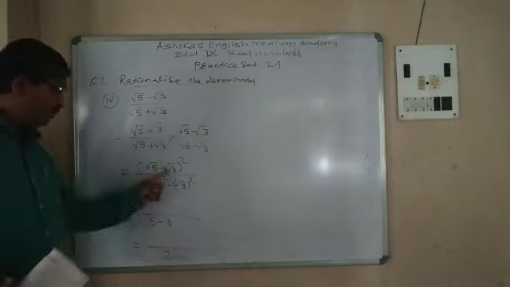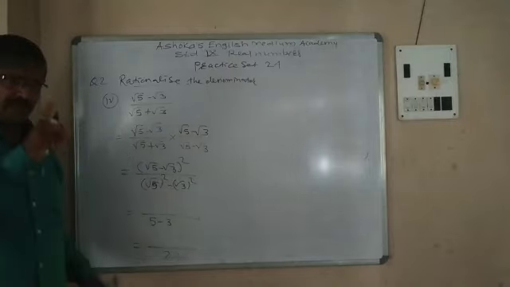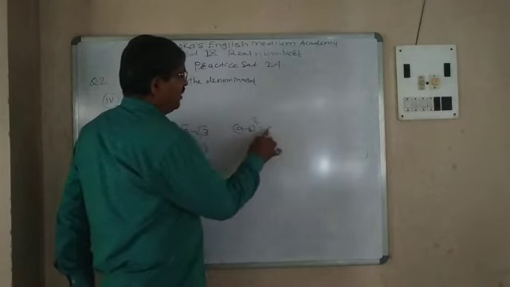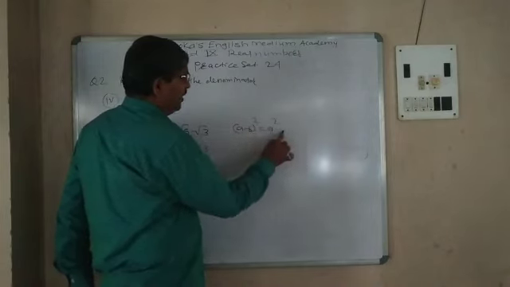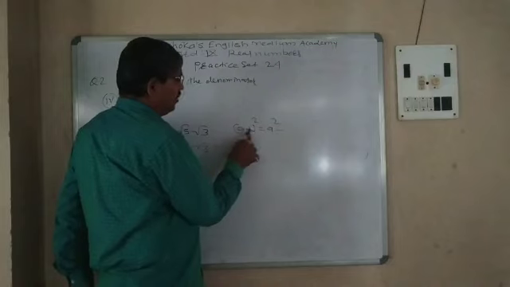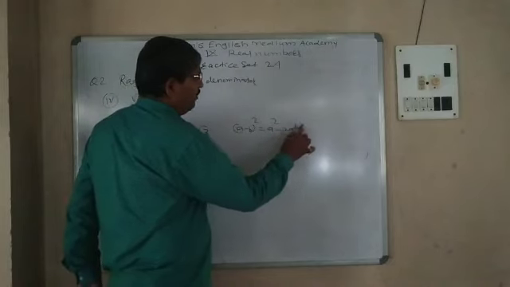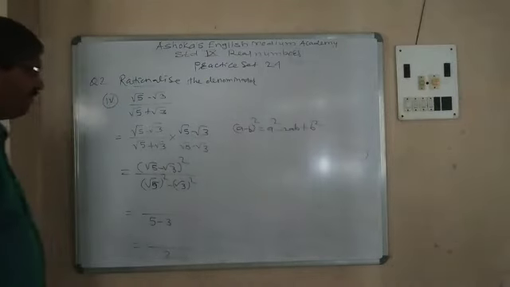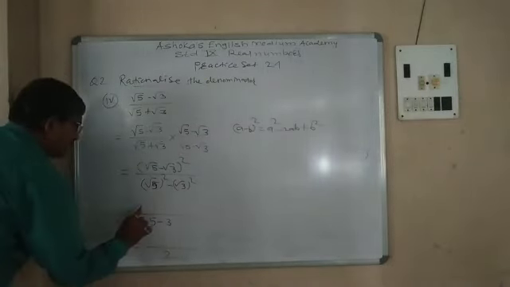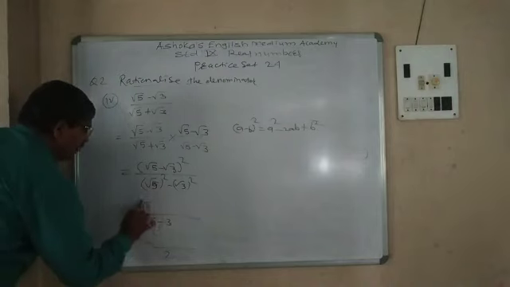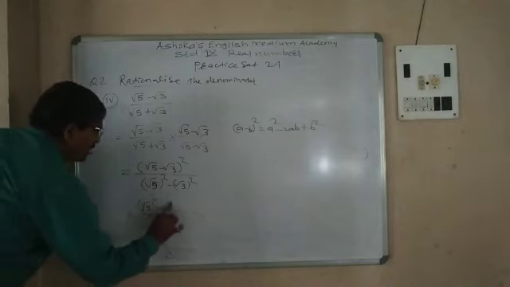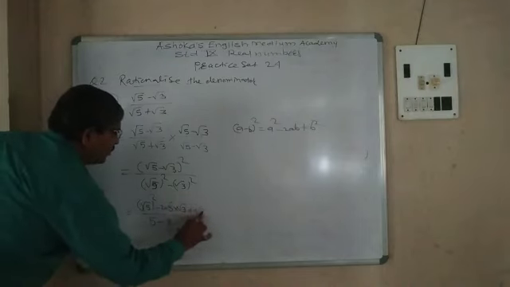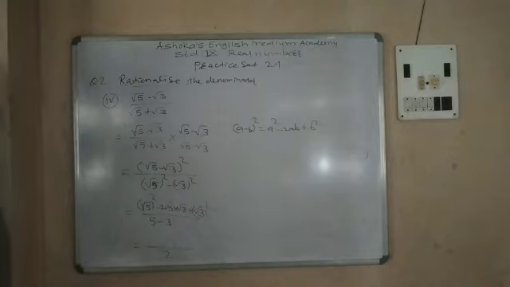Now, (root 5 minus root 3) whole square. I am reminding you of the formula: (a minus b) whole square is equal to first term square, a square, minus 2 into first term into second term, meaning 2ab, plus second term square, meaning b square. In a similar way, first term square is root 5 square, minus 2 root 5 into root 3, plus root 3 whole square.